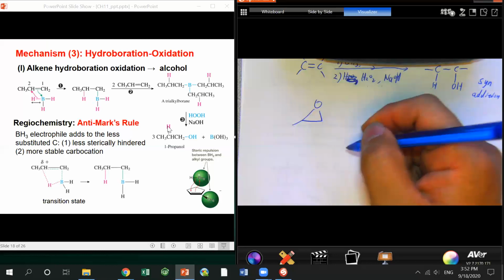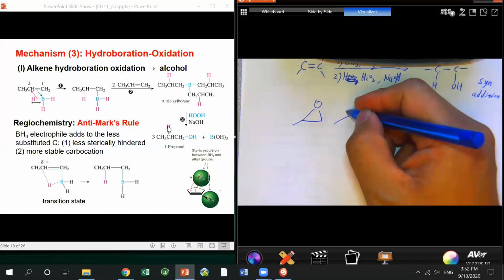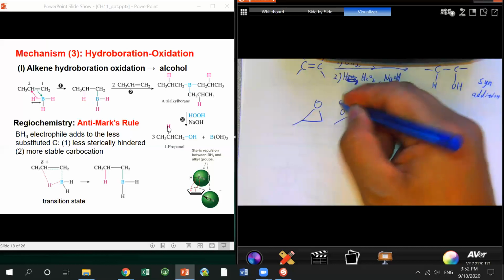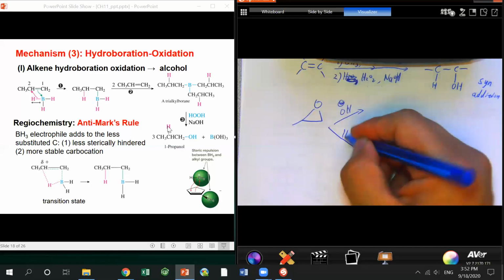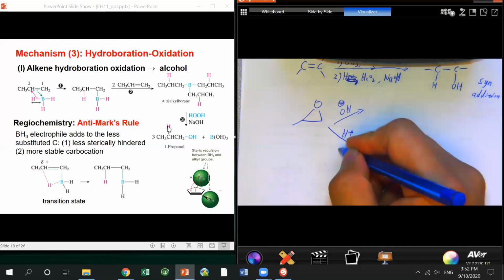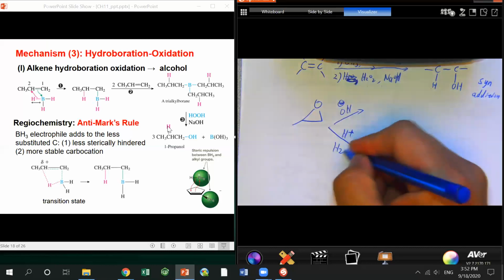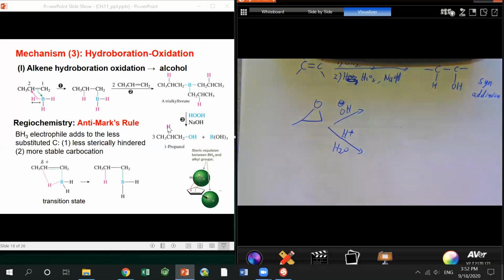Normally there are two conditions. Basic condition, for example OH minus. Acid condition, for example H plus with some nucleophile, for example just water. So you have to know how we open the ring.